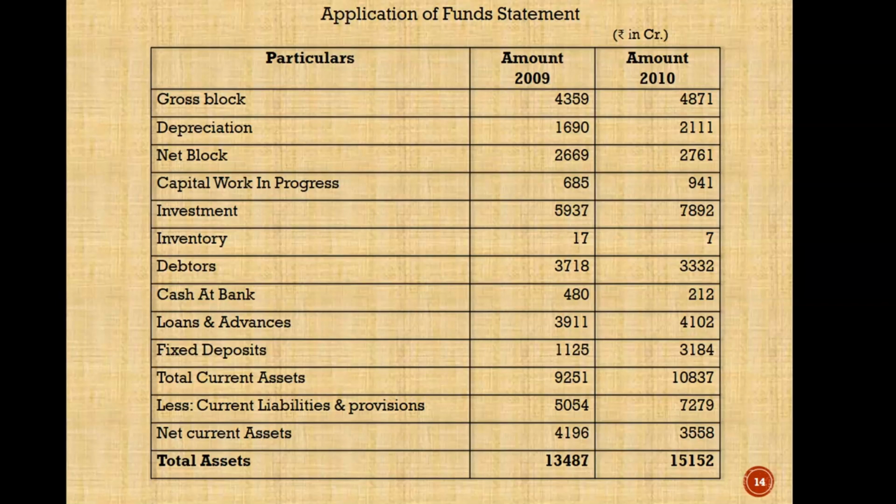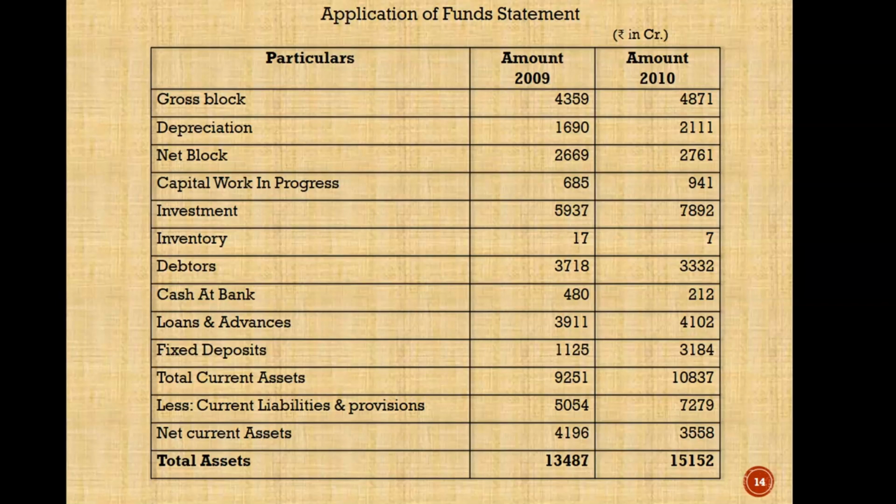It starts with gross block. Now, this gross block is concerned with fixed assets. Then depreciation on that particular fixed asset and net block. So depreciation is deducted from gross block and we arrive at net block, that is net asset, the net amount of fixed asset, we can say. In 2009, you can see 2669 and in 2010, 2761. That means a slight increase is there in the amount of fixed asset.